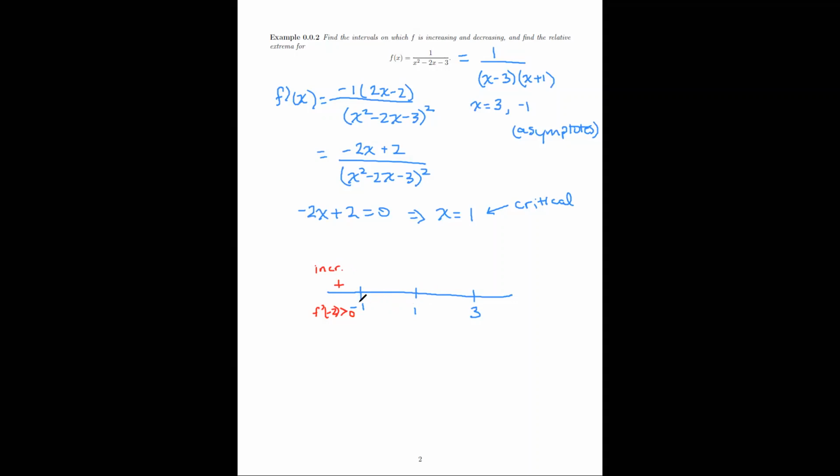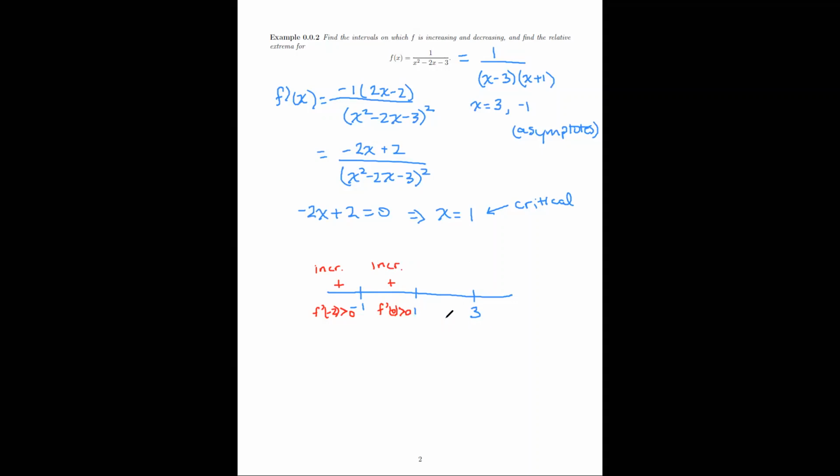So that means that this portion of our graph is increasing. All right, now let's plug in something in between minus 1 and 1. Let's go ahead and plug in 0. If we plug in 0, we get positive 2 over something that's also going to end up being positive. So again, our derivative is positive, which means that our function itself is increasing.